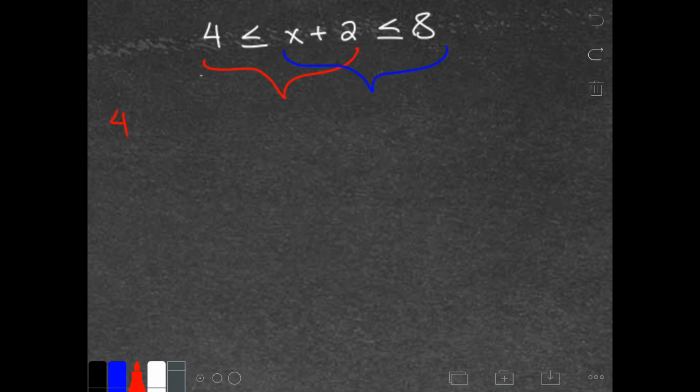So that'll give me 4 is less than or equal to x plus 2 and x plus 2 is less than or equal to 8. We need to solve both, so let's go ahead and subtract 2 here. It's going to be 2 is less than or equal to x. I'm going to flip that around so it's going to be easier for me to graph. x is greater than or equal to 2. And on the right-hand side, we're going to do the same thing. We're going to solve, and we get x is less than or equal to 6.